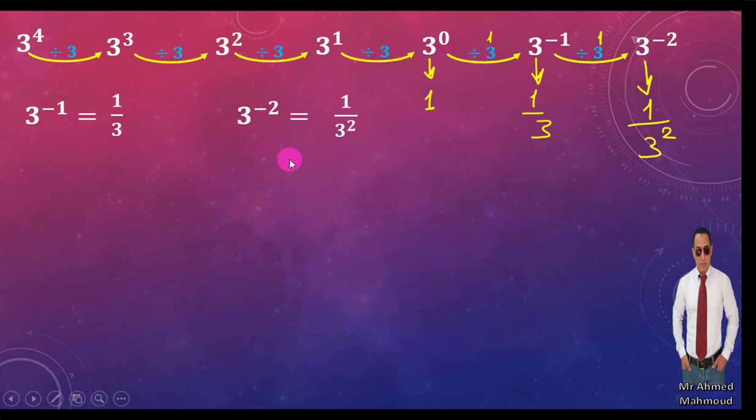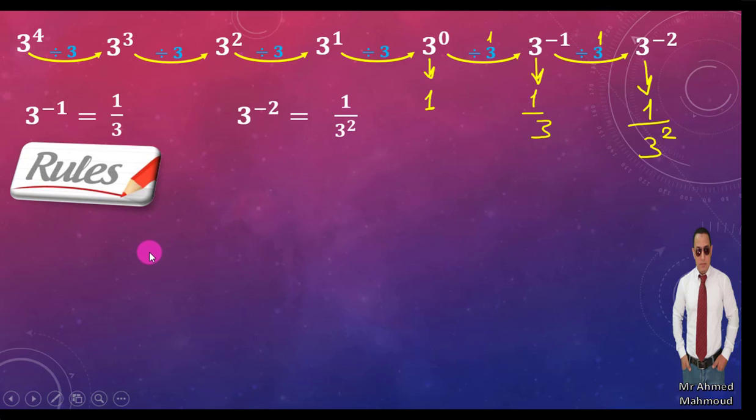Briefly, I can say that the negative power is the multiplicative inverse. The multiplicative inverse of 3 is 1 over 3. The multiplicative inverse of 3 power of 2 is 1 over 3 power of 2. Okay, so now I can conclude the rule of the negative power like this.